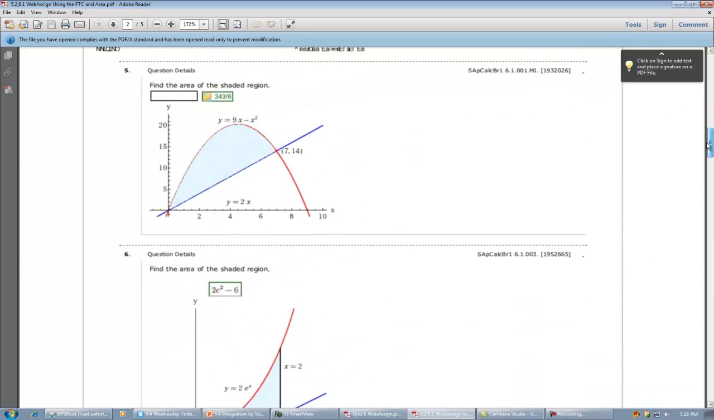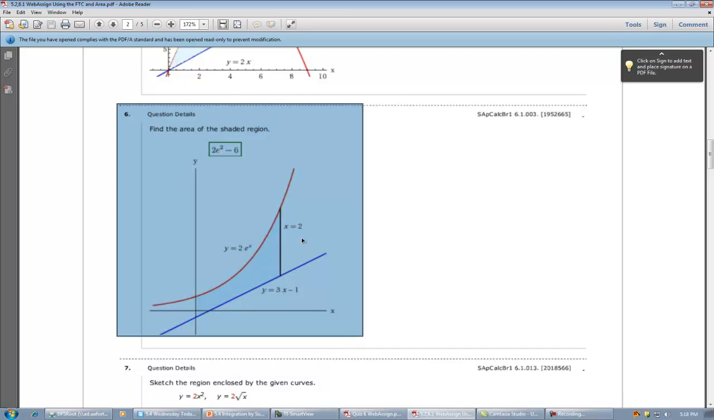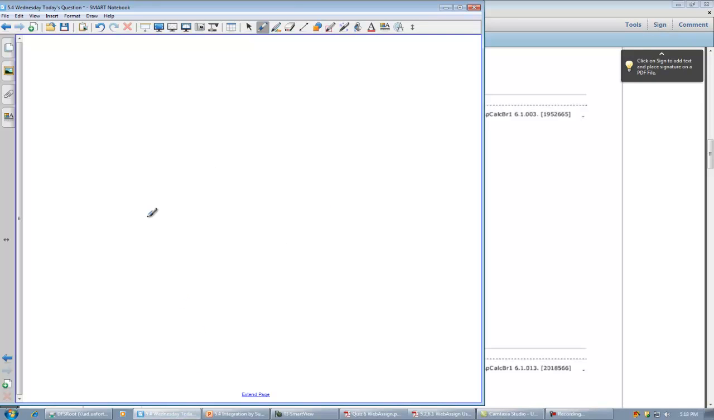So number 6, right, which is this one right here. All right, so on number 6, you're supposed to find the area of that shaded region. So let's do that.